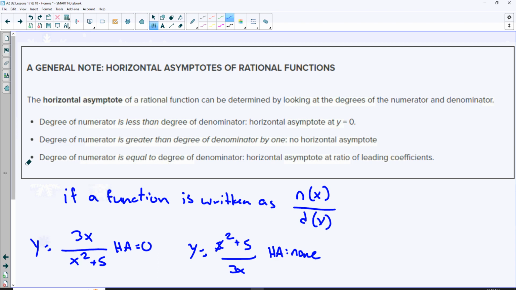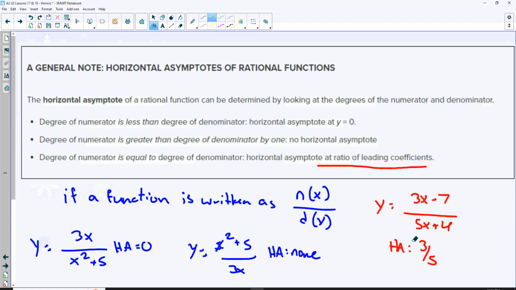The third case is the one that we've been dealing with. If the degree of the numerator is equal to the degree of the denominator, the horizontal asymptote is at the ratio of the leading coefficients. So if you have the function y equals 3x minus 7 over 5x plus 4, the degrees of these are the same because they both start with an x. The horizontal asymptote is going to happen at 3/5.